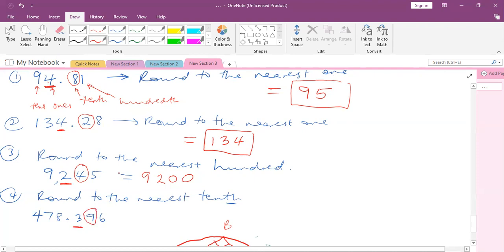Is 9 greater than 5? Yes, it is. It's 5 and above, right? Anything 5 and above, you take it to 1. So you're going to round up the underlined number here by 1. And then the other place values will just be zeros. So if I do that, I'll end up with 478.4 as my answer. Right? So this is how you round up numbers to the nearest 10th, nearest 100th, and so on. Okay.